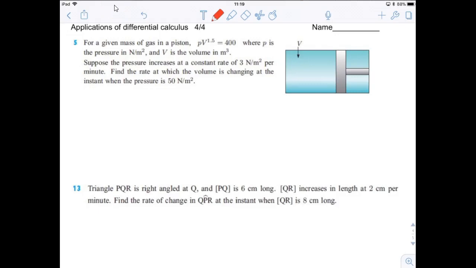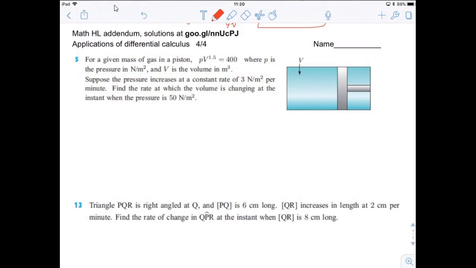Okay, for page 4 of the addendum for applications of differential calculus. For a given mass of gas in a piston, P times V to the 1.5 equals 400, where P is the pressure in newtons per meter squared, and V is the volume in meters cubed. Suppose the pressure increases at a constant rate of 3 newtons per meter squared per minute. Find the rate at which the volume is changing at the instant where the pressure is 50 newtons per meter squared.